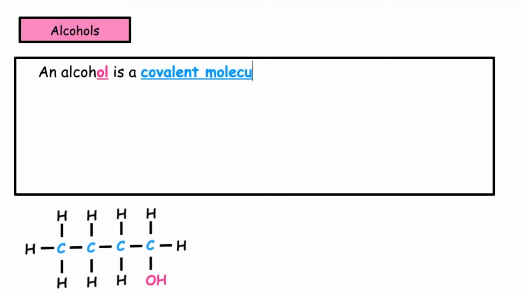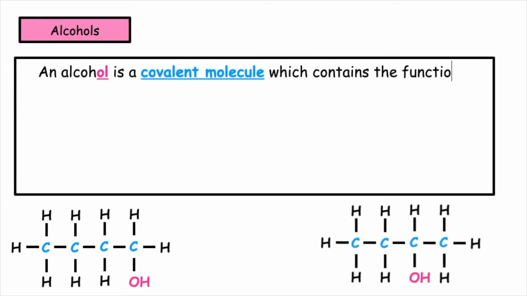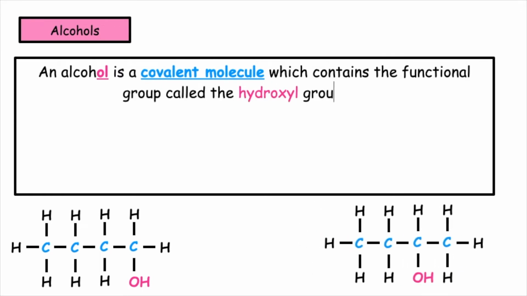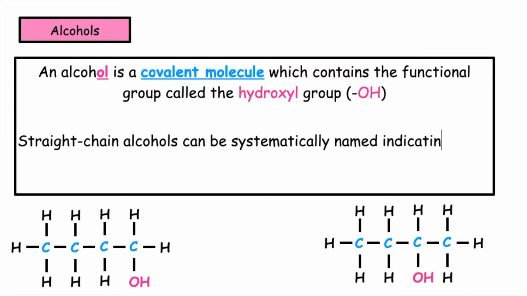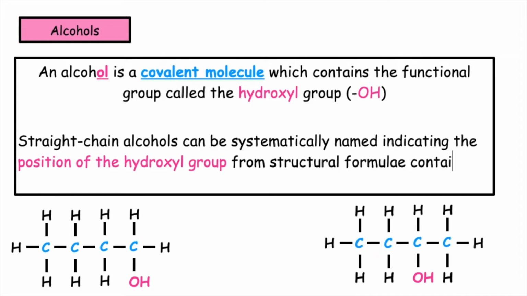A covalent molecule which contains the functional group called the hydroxyl group, which is represented by an O and an H. The straight chain alcohols can be systematically named, indicating the position of the hydroxyl group, from structural formula containing no more than 8 carbon atoms.